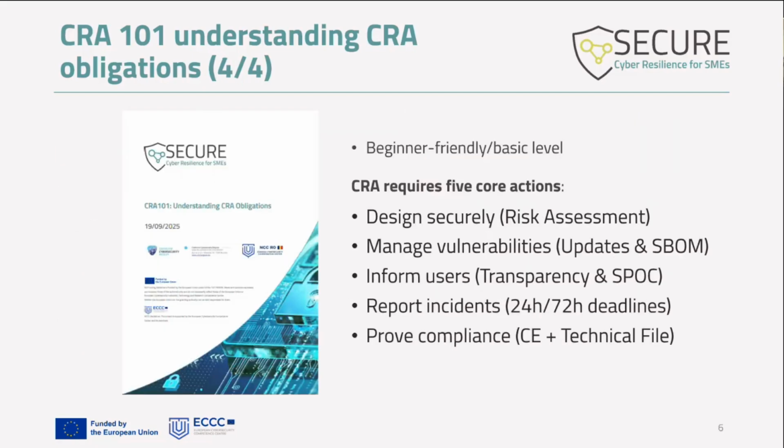In summary, the CRA requires 5 core actions: cybersecurity risk assessment, vulnerability handling and security updates, user information, instructions and SPOC, reporting obligations about vulnerabilities and incidents, and the last one, conformity assessment.